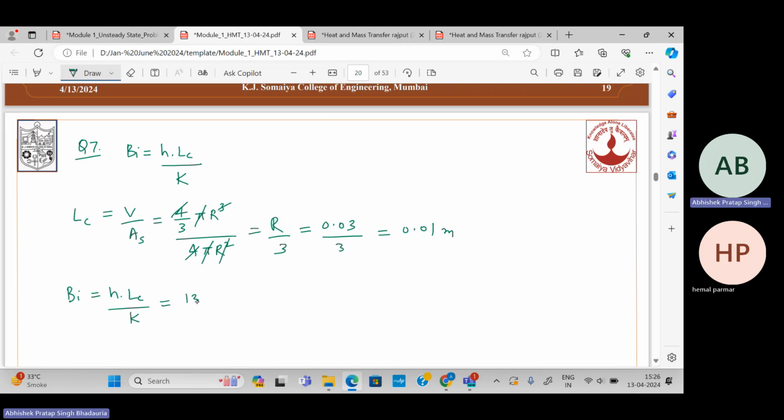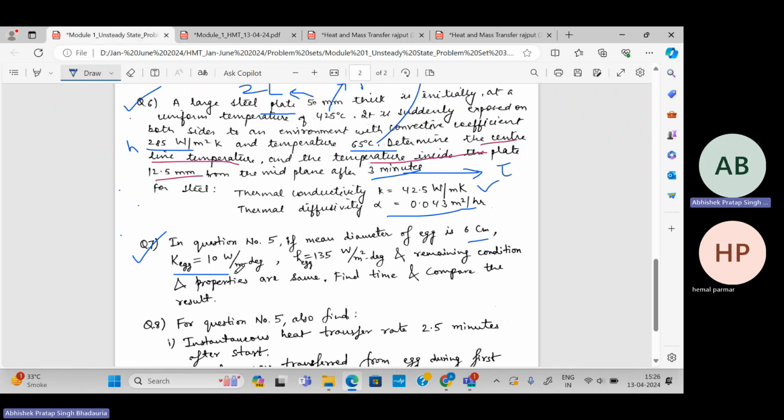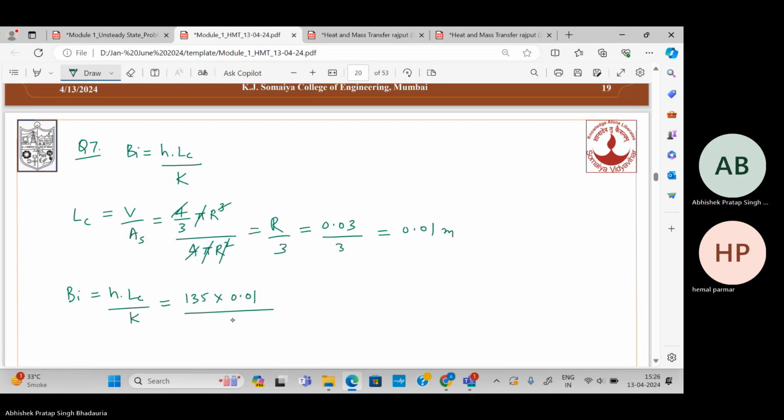So 135 multiplied by LC value is 0.01 divided by K. The thermal conductivity value is given as 10 watt per meter degree Celsius. Just calculate this. So the calculated value of Biot number is 0.135, which is greater than 0.1, and lying in the range 0 to 100.